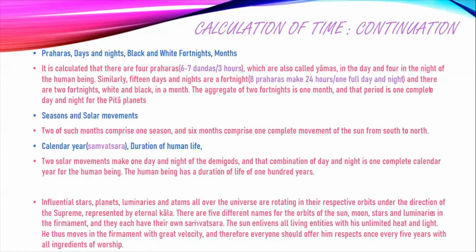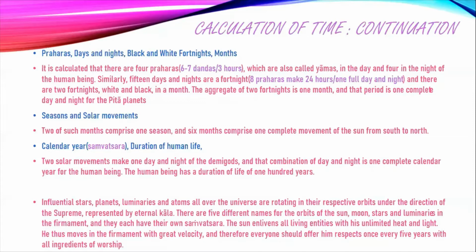Similarly, 15 days and nights are a fortnight, and there are 2 fortnights, white and black, in a month. 8 praharas make 24 hours, or 1 full day and night. The aggregate of 2 fortnights is 1 month, and that period is 1 complete day and night for the Pita planets.